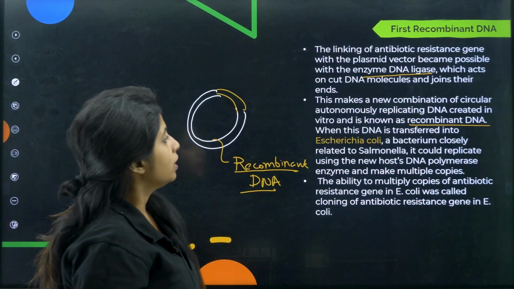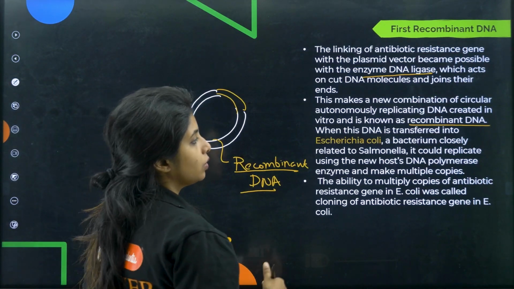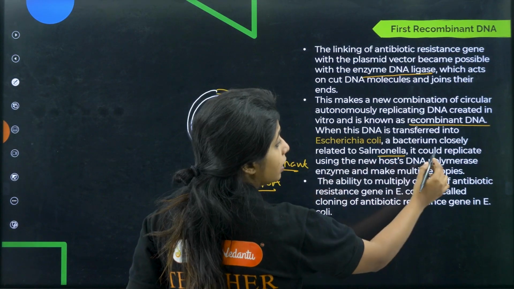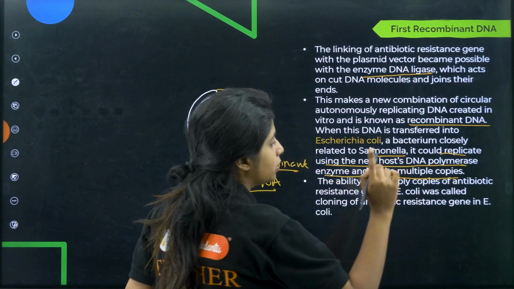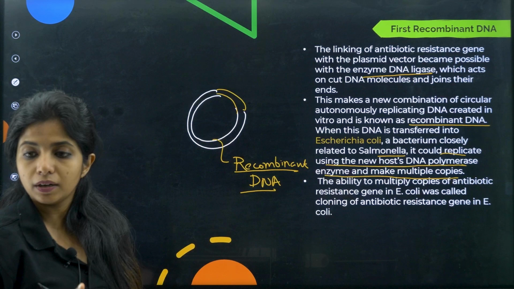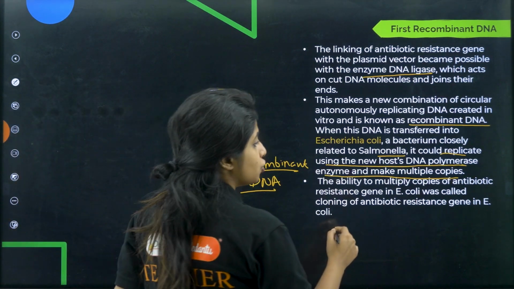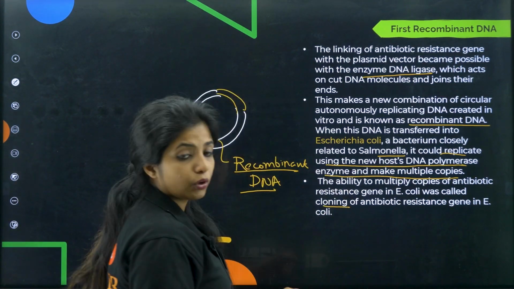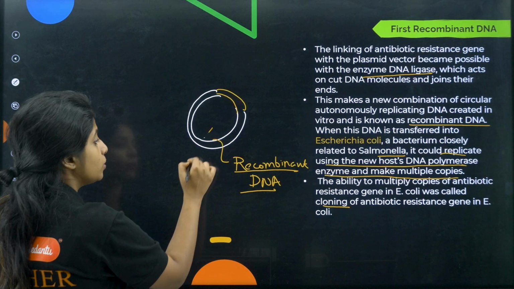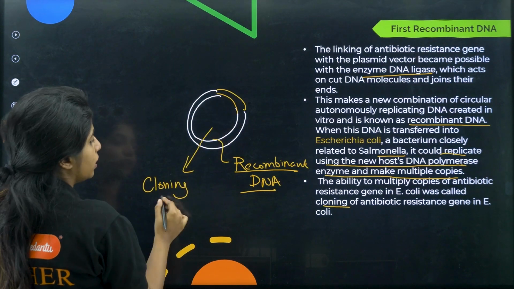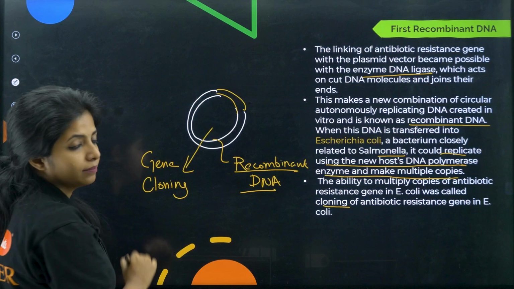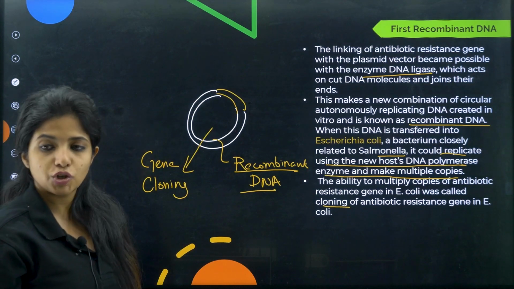Now, when this DNA is transferred to Escherichia coli, a bacterium closely related to Salmonella, it could replicate using the new host's DNA polymerase enzyme and make multiple copies. The ability to multiply copies of the antibiotic resistant gene in E. coli was called cloning. What do you call this process, where you are making multiple copies of a thing? You call this cloning. Basically, you are cloning a gene specifically, so I call this gene cloning as well.